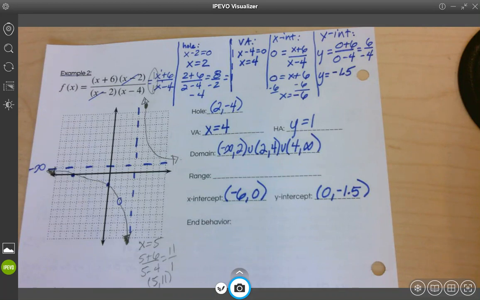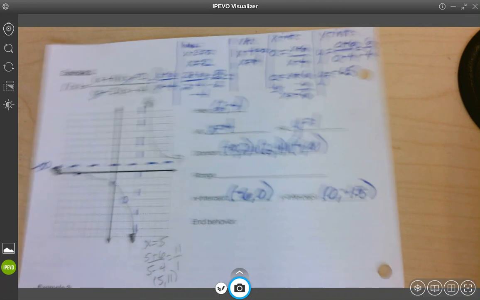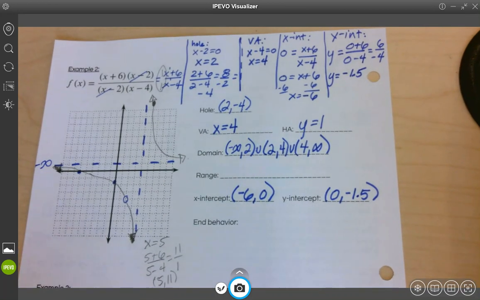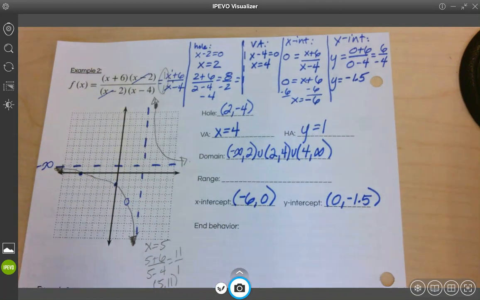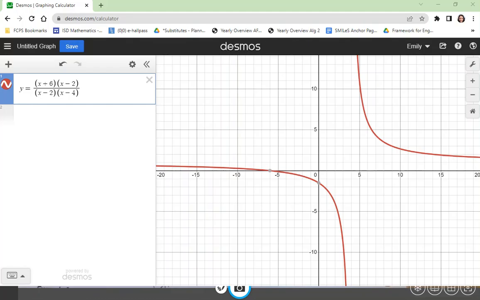Now to do the range, it would be helpful to know if I cross that horizontal asymptote at all. So I think before we do the range, let's just graph this in Desmos and see how we're doing. When you graph it in Desmos, don't graph the simplified one, graph the original one. Okay, so we graphed it in Desmos. We noticed that it looked a lot like what we did. Had the right intercepts. It seems to have the right asymptotes.